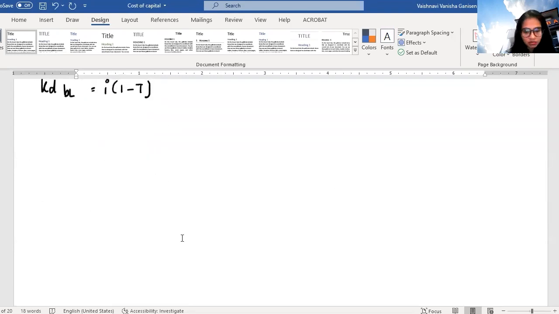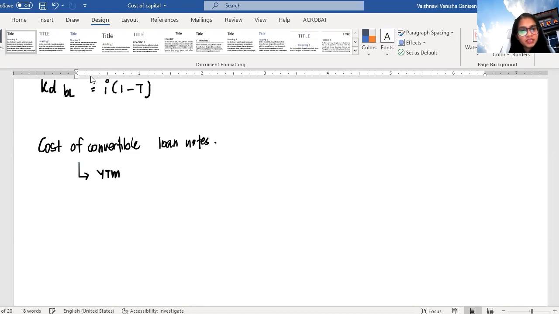So give me a moment, let me just write it down for you. It is similar to normal debts or normal loan notes because you use the same concept, yield to maturity. So now the next question is, how is it different from the cost of normal loan notes?